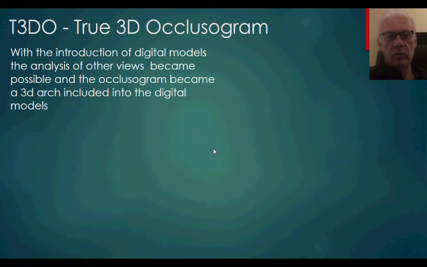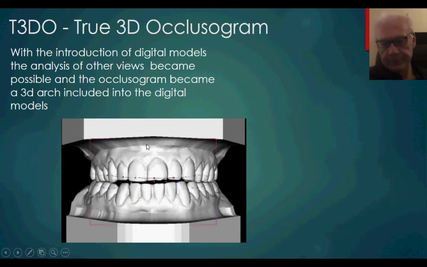So with the introduction of digital models and of the T3DO, we could analyze our problems and our dental movements from any perspective. And so now what you see are the digital models themselves, and they include two arches at the end of the occlusogram procedure. And these arches show the final needed position of the interproximal point of contact of both arches.